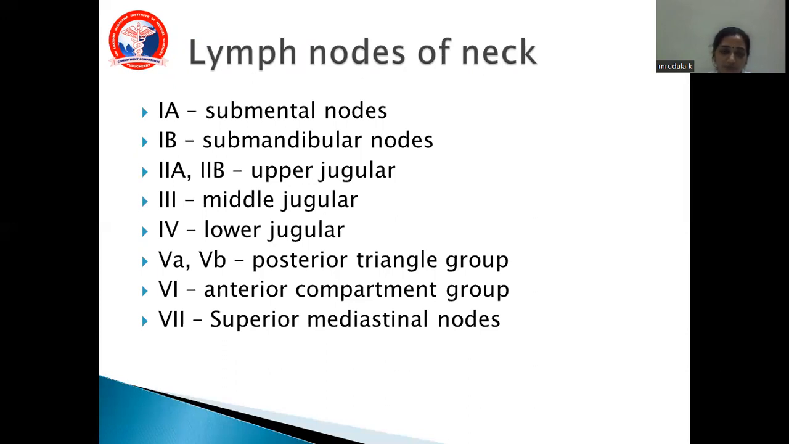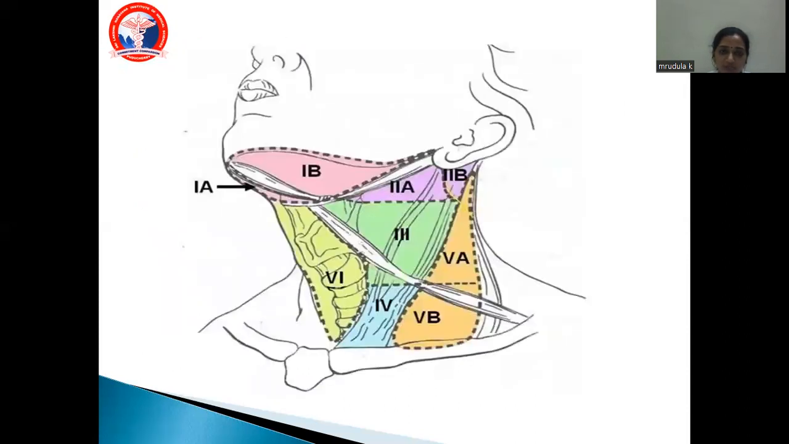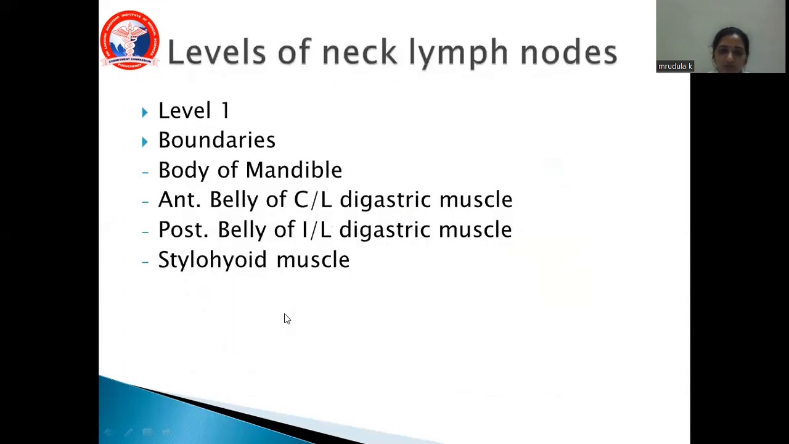1A is the submental nodes, 1B is submandibular, 2A and 2B are upper jugular, 3 is middle jugular, 4 is lower jugular, 5A and B are the posterior triangle group, level 6 is anterior compartment group, and level 7 is superior mediastinal group. So this is the submandibular, upper jugular, omohyoid. Level 4 is lower cervical. This is posterior triangle, anterior compartment, and 7 is superior mediastinal.